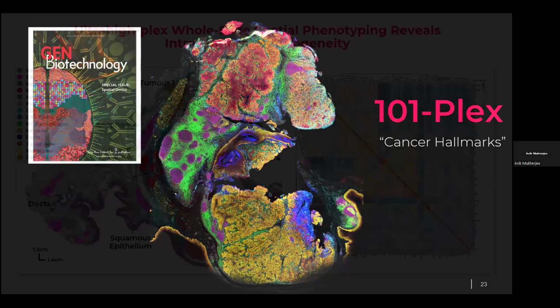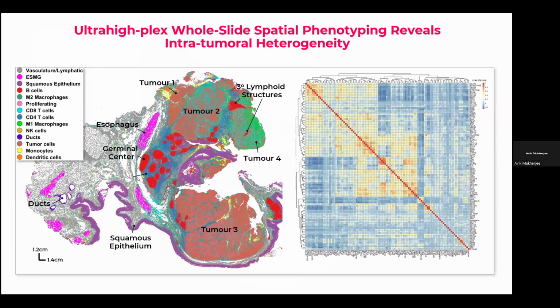When they did the analysis, they looked at all 4 tumor regions. They were able to look at tumor 1, 2, 3. They were able to look at the tertiary lymphoid structure. They were able to look at the germinal center in the normal tonsil. They looked at tumor 3 where there is no such invasion of a tertiary lymphoid structure. They can look at the ducts, esophagus, and different squamous epithelium that is present.